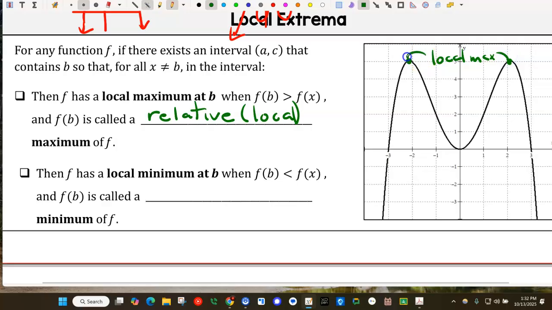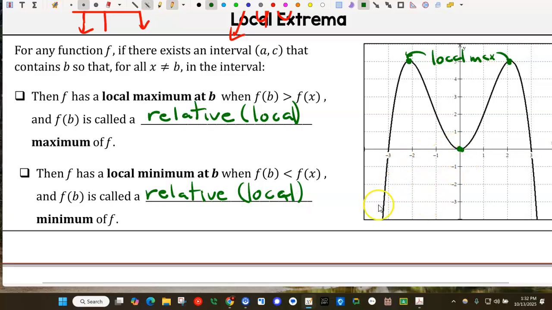Local max here, local max there. And then we also have the local minimums, or relative, right? So it interchanges what they call them, whether relative or local. Of course, this would be the min right there.